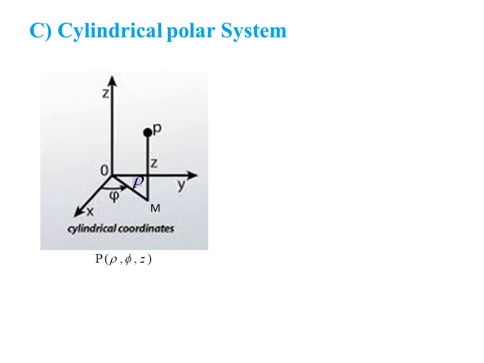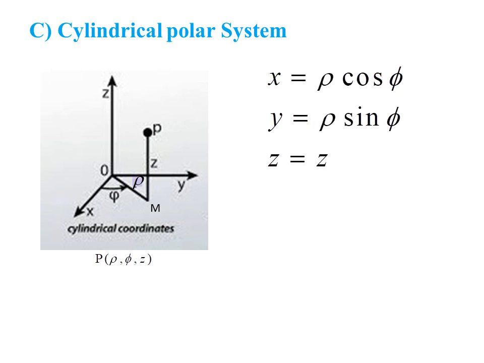So this phi will vary from 0 to 2 pi, rho will vary from 0 to infinity as it is the distance from origin of the foot perpendicular from any point P in three-dimensional space, and z is the distance of that point P from the foot perpendicular. So this distance can vary from minus infinity to plus infinity. So this is our cylindrical polar system.